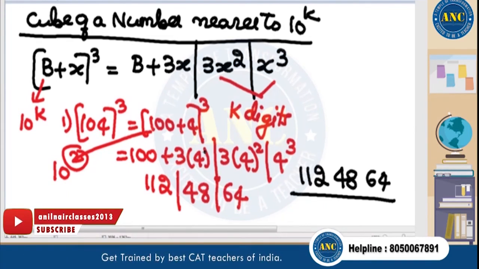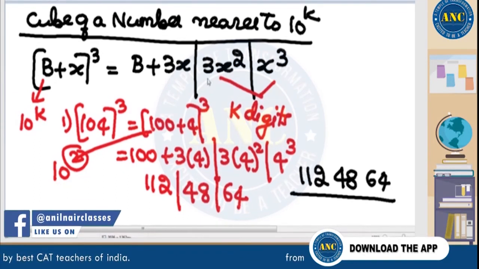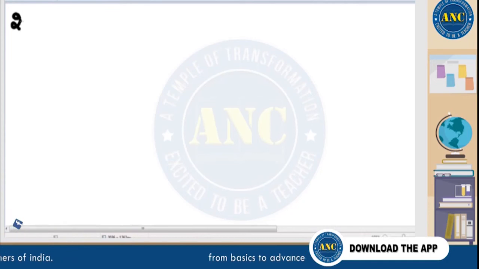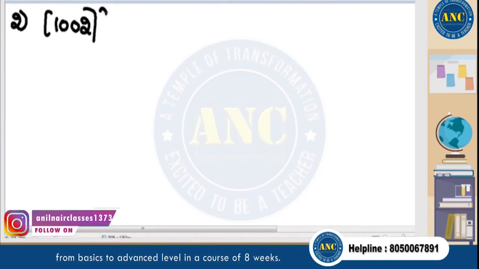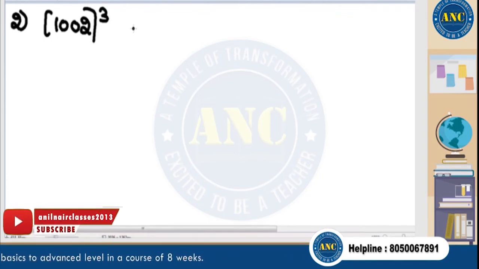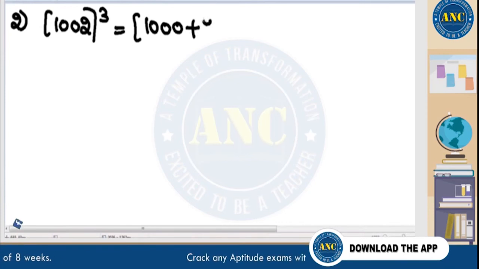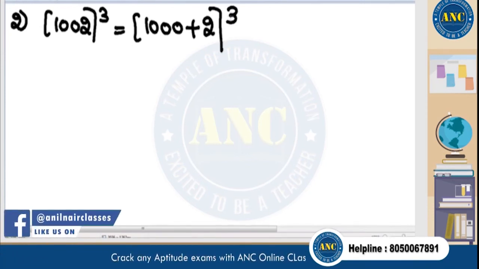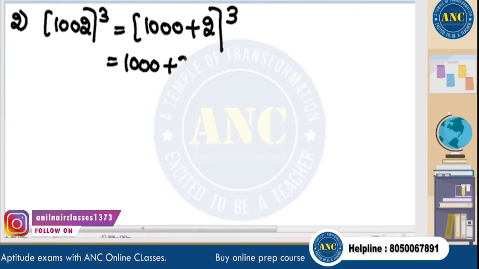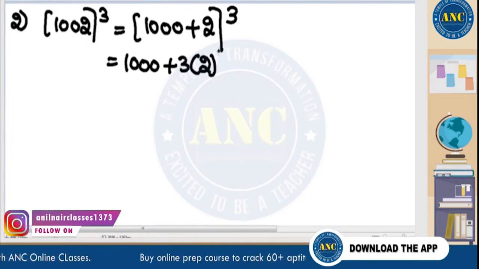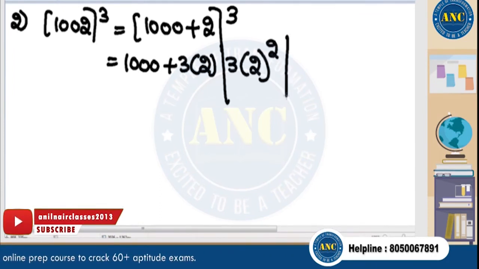Second, 104 whole cube we did. Next one, listen carefully. Slowly I will increase the level of difficulty. 1002 whole cube. This is nothing but 1000 plus 2 power 3. That is a cube, plus 3a square b, next 3ab square, next b cube.